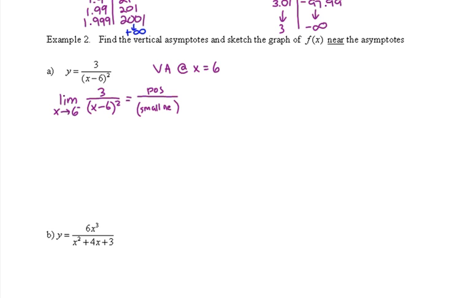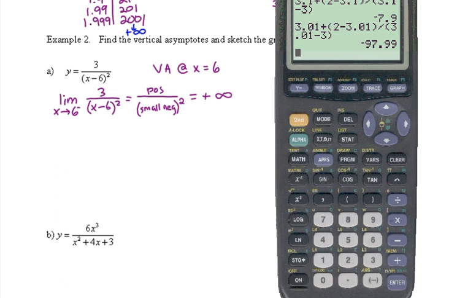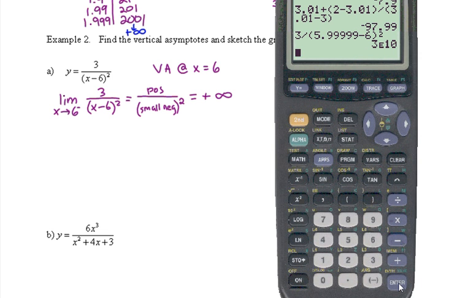Negative. But what are we doing to our small negative? We're squaring it, and so we're going to approach what? Positive infinity. Didn't even have to plug it into my calculator. Could you? Sure can. If you want to solve that numerically, 3 over 5.99, throw in some extra 9s in there just to be safe, minus 6 squared, positive infinity. Okay.